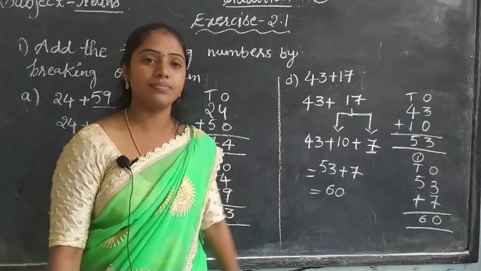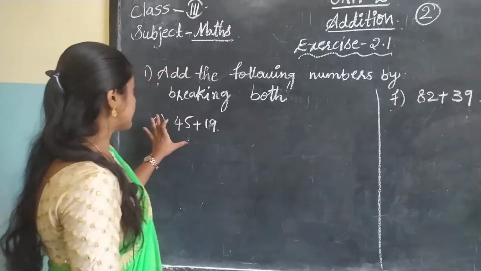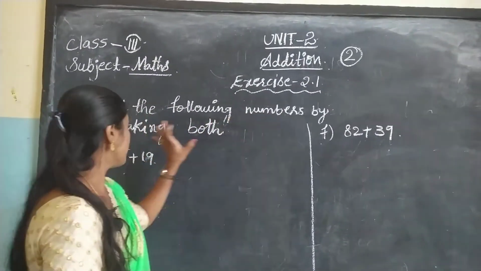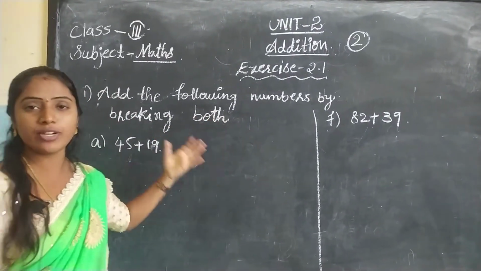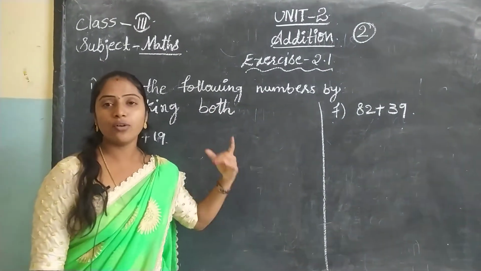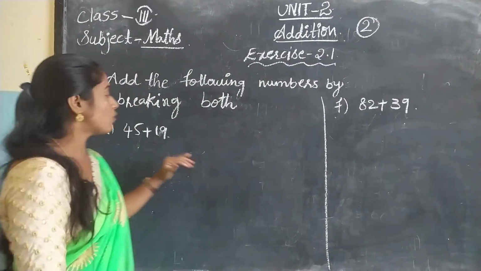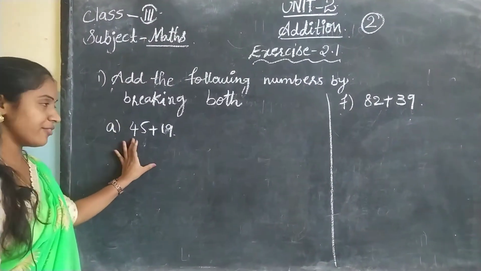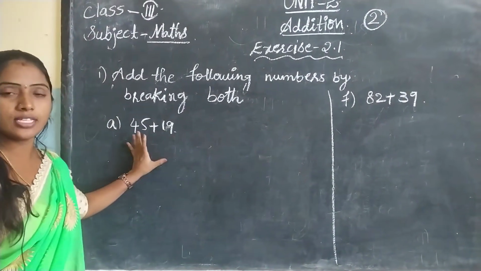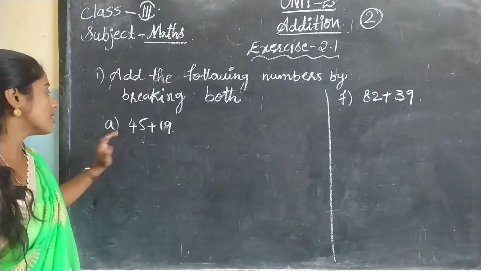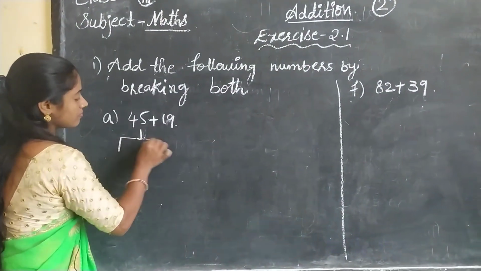Okay children, now the second bit is: add the following numbers by breaking both. Before, we were breaking one number. Now here we break both numbers. So what is the first question? 45 plus 19. In this you have to break these two numbers. So how to break here?